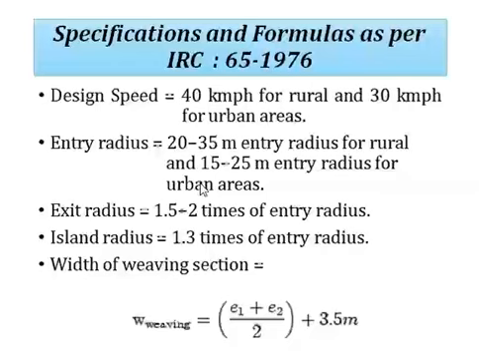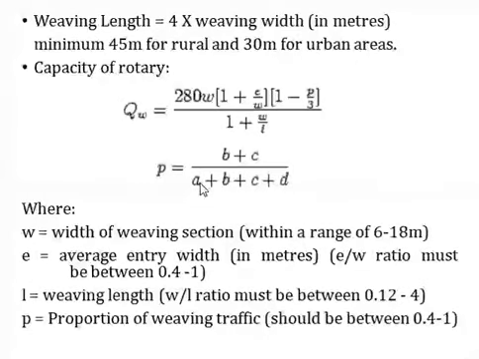So it is kept as 1.5 to 2 times of entry radius, and the island radius is kept as 1.3 times of entry radius. We can find out the width of weaving section by the formula (E1 + E2)/2 + 3.5, where E1 stands for entry width and E2 stands for exit width. Weaving length can be determined by 4 times of weaving width. A minimum of 45 meters for rural areas and 30 meters for urban areas is specified by IRC.